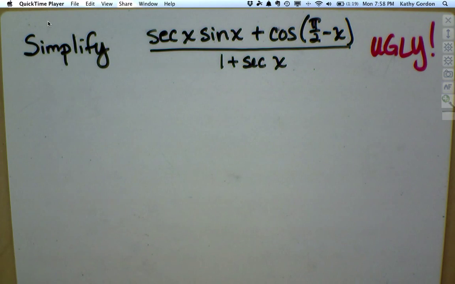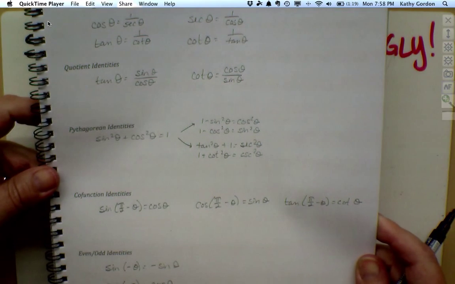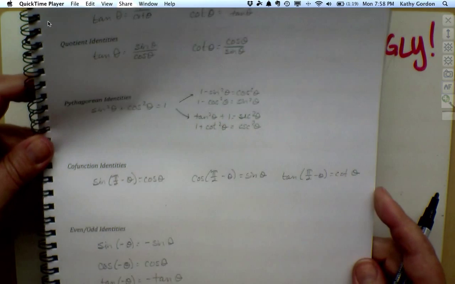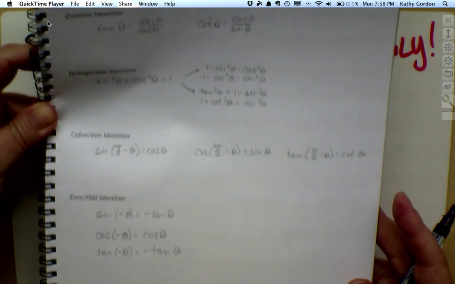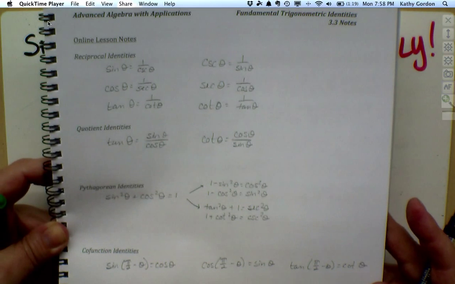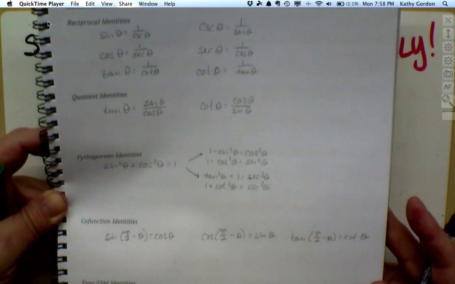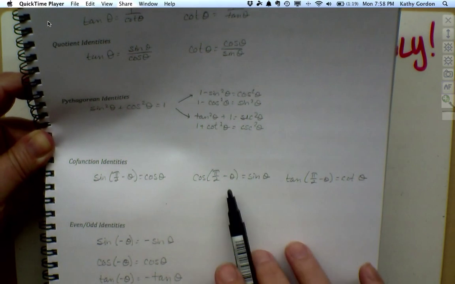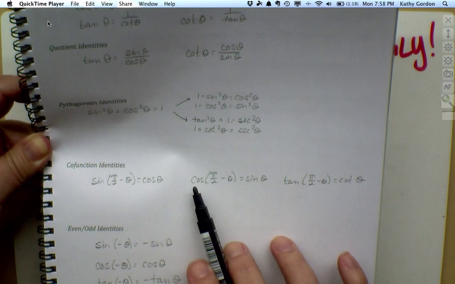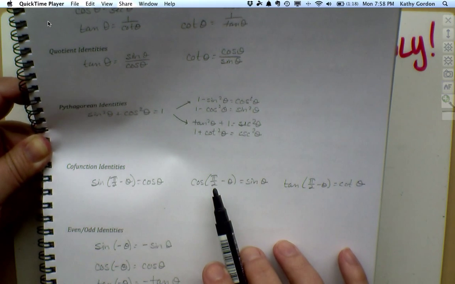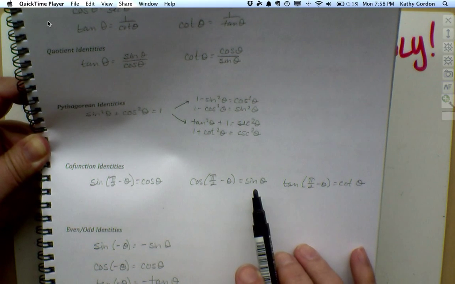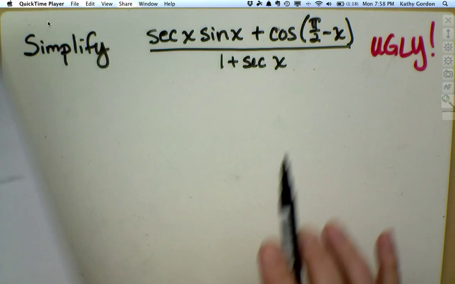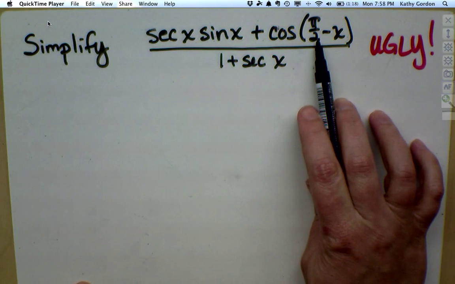So what can we do? I don't really see much for algebra, so let's go to our identities again. Do you see any identity that fits any piece of this expression I'm starting with? I think I'm kind of liking this one. The fact that the cosine of pi over 2 minus theta is equivalent to sine theta. That would be much easier to work with in that spot.